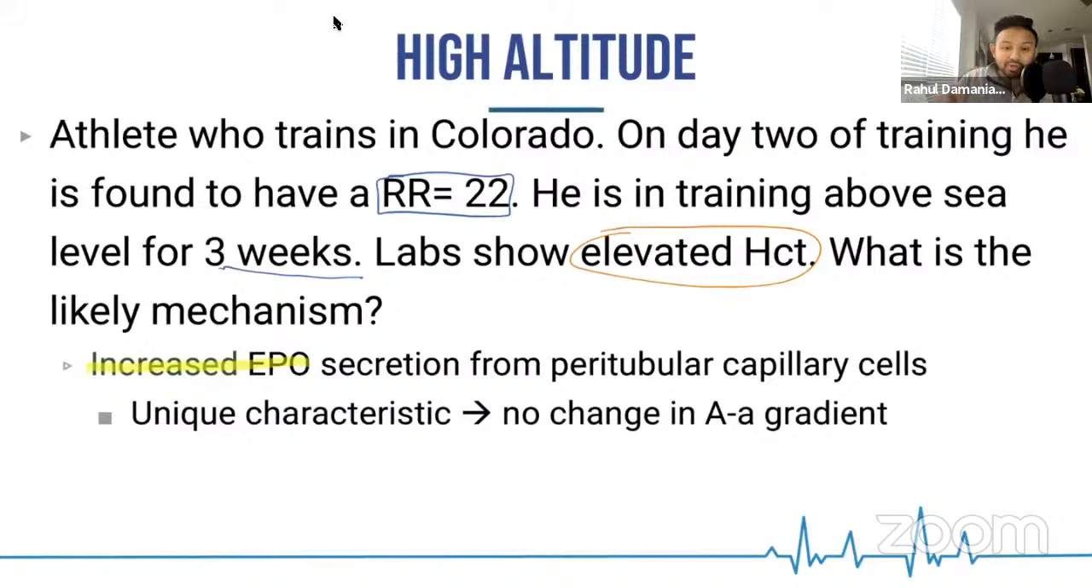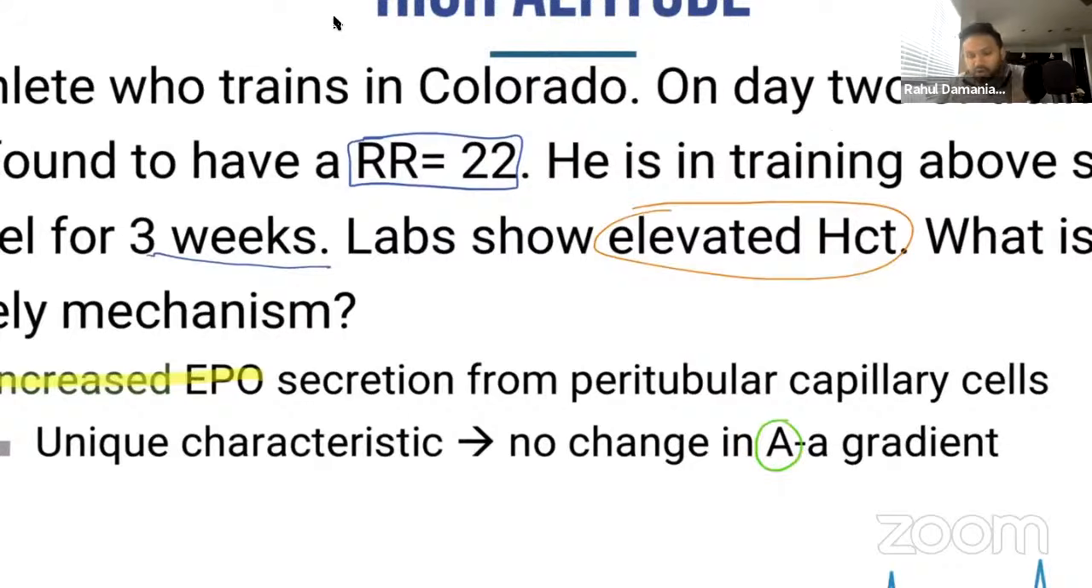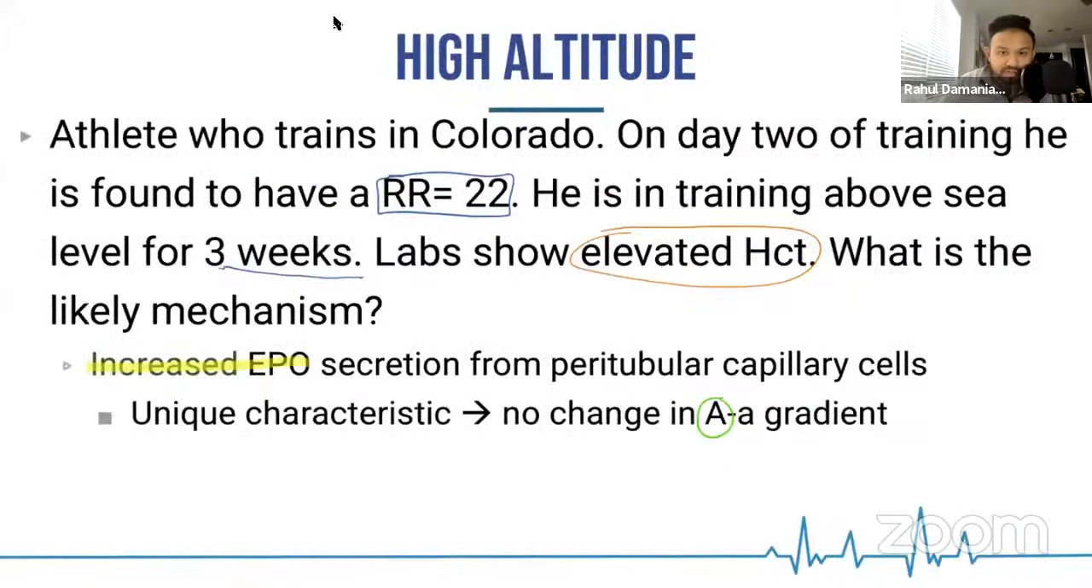Again, high altitude causing hypoxemia, there is no change in the AA gradient because what is affected primarily is going to be your alveolar O2. And that's really important for us to recognize.